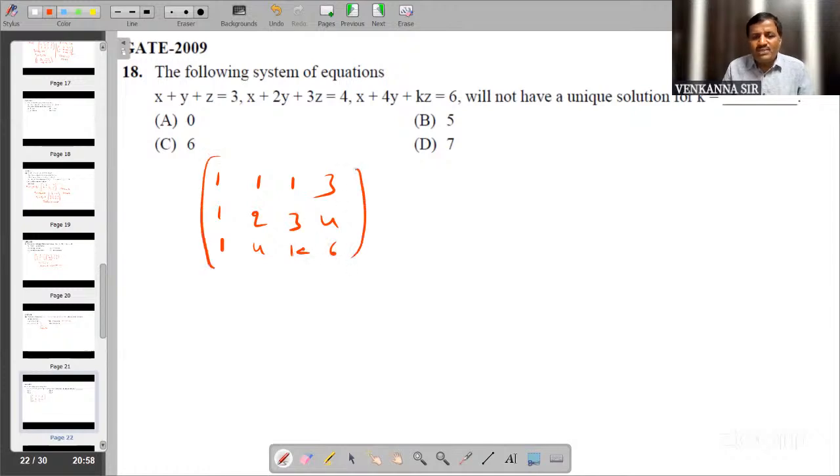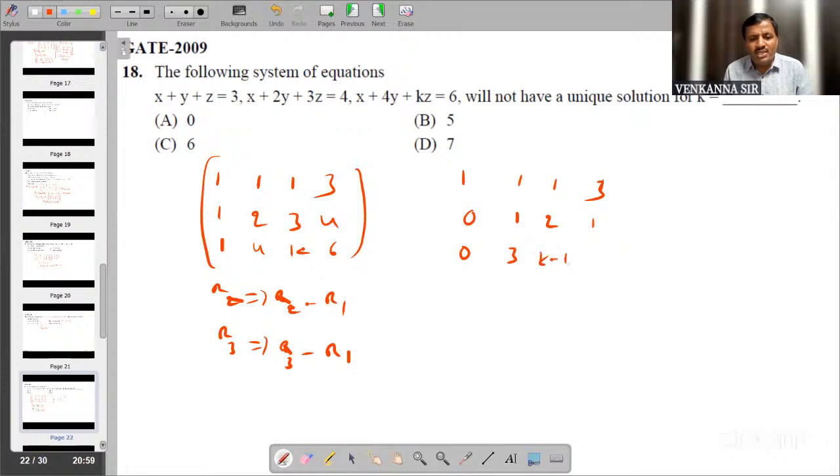So the maximum rank of this augmented matrix required is less than or equal to 3. Right, reduce to echelon form. R2 implies R2 minus R1. R3 implies R3 minus R1. This reduces the matrix into 1, 1, 1, 3. These two are zeros. 1, 2 minus 1, 3 minus 1, 1; R3 minus R1, 4 minus. This is 3, k minus 1, 3.